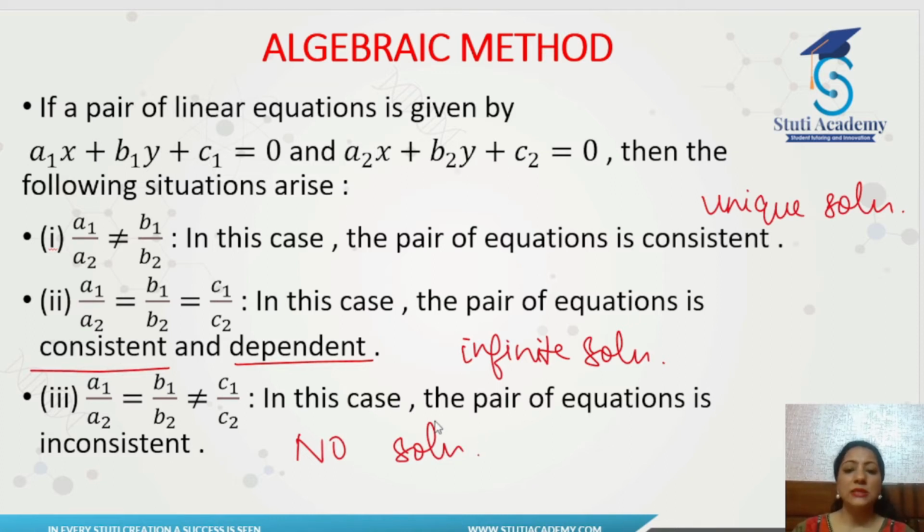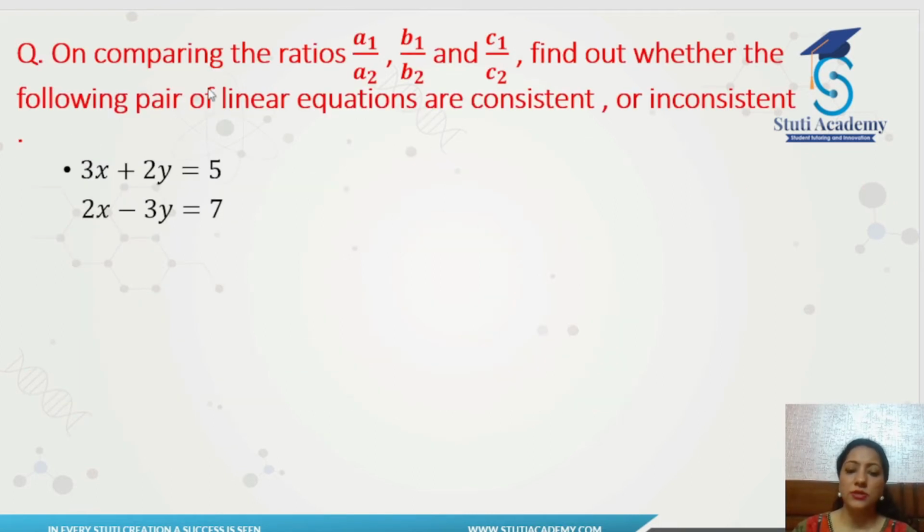So it's not always necessary to draw the graph. You can figure out the consistency by checking these ratios. So I'm going to explain using a question here. On comparing the ratios a1 upon a2, b1 upon b2 and c1 upon c2, find out whether the following pair of linear equations are consistent or inconsistent.